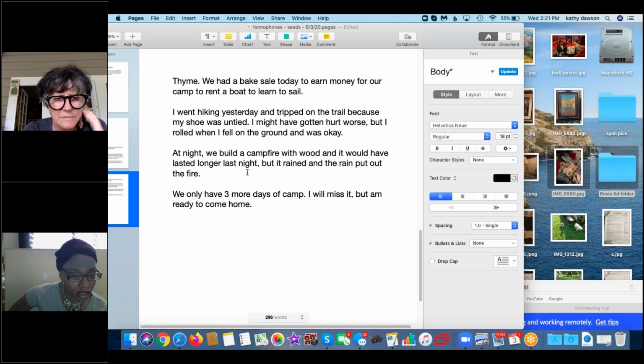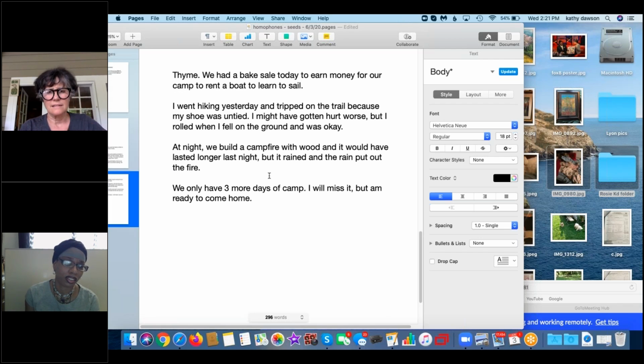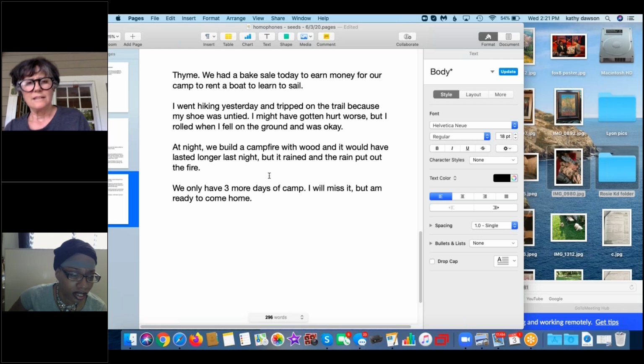Campfire. Wood. Wood and would. Wood, WOOD. Yep. Is part of a tree. And would is more of an action, something you would do. Yes, that's right. Part of a verb. Good.